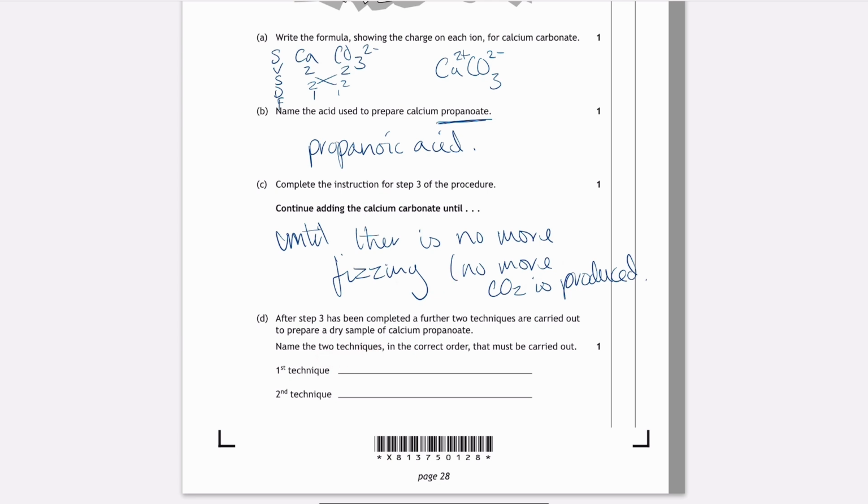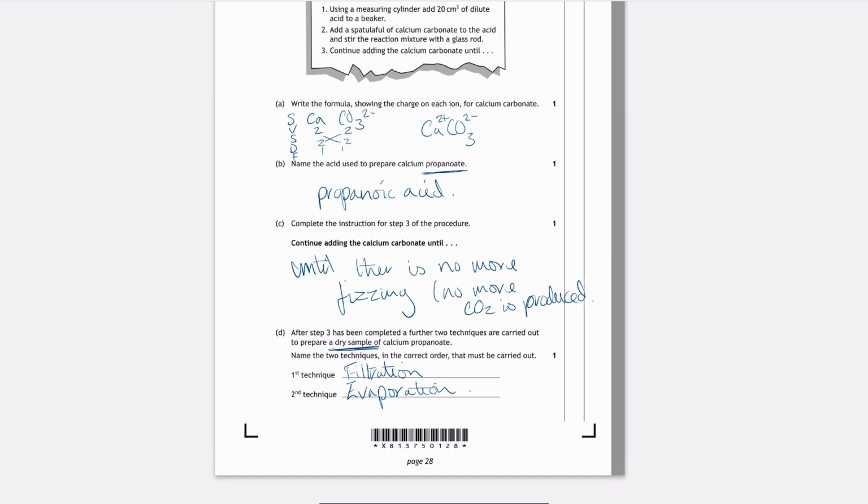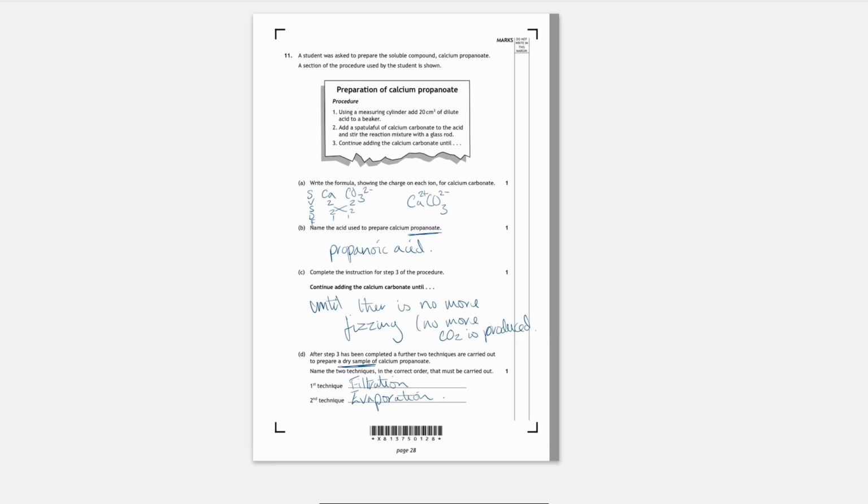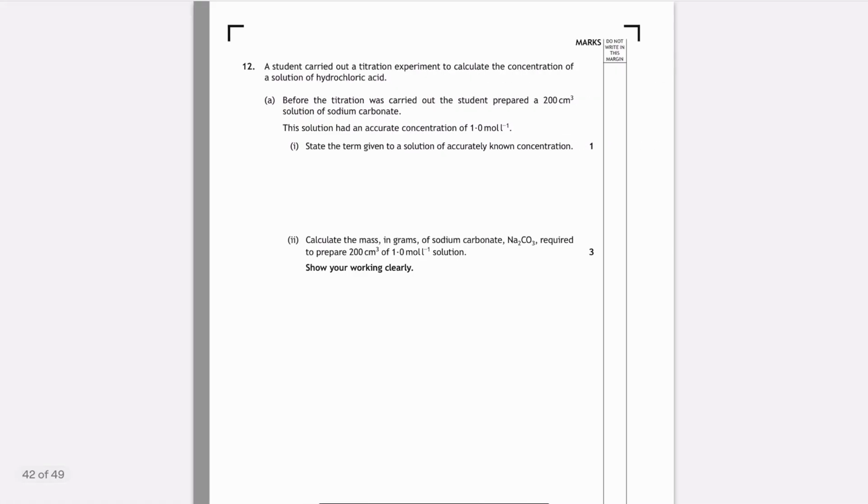you then have to filter off the excess calcium carbonate that you've added, because there'll be bits of calcium carbonate floating in there that haven't reacted. So you first of all do filtration, and that removes the excess calcium carbonate solid. And then to get your dry sample of your salt, you have to use evaporation to get rid of the water, because your salt will be soluble. If you're ever asked for 2 techniques in an experiment, it usually is filtration followed by evaporation. So if ever in doubt and you've been asked for 2 things, just go with those 2.